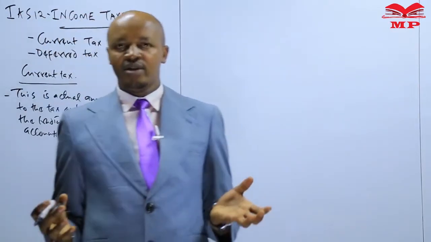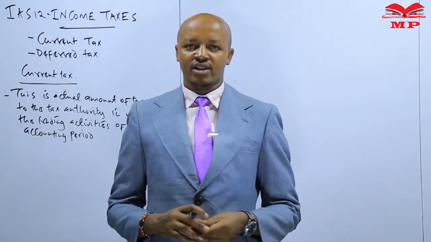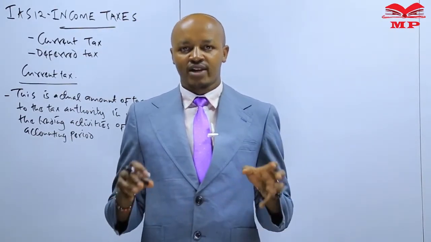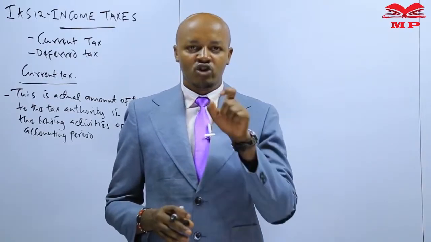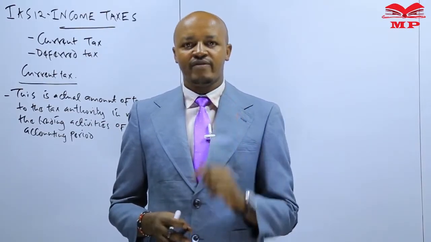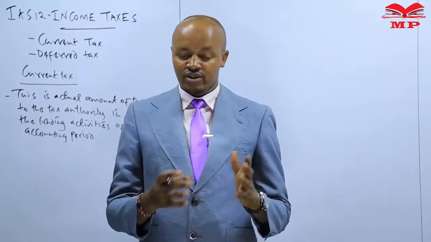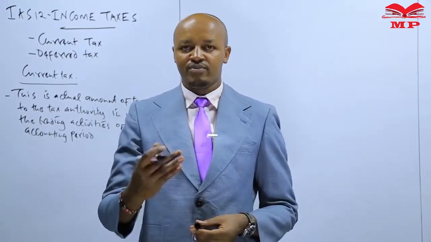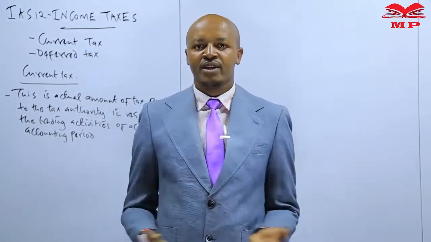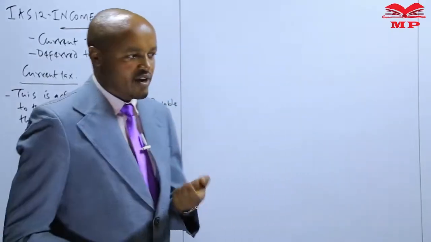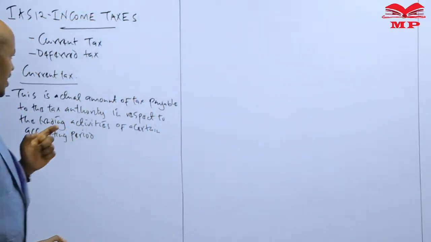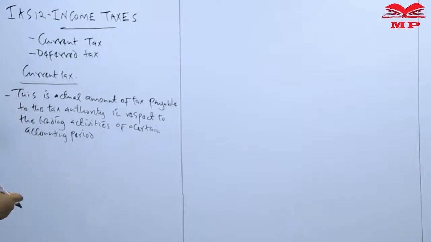And also what we need to remember from taxation is that this particular amount of tax which the company is supposed to pay should always be based on what we refer to as the taxable profit. And also from taxation, you must be in a position to remember how we compute the taxable profit. So the current tax is the actual amount of tax which is supposed to be paid.